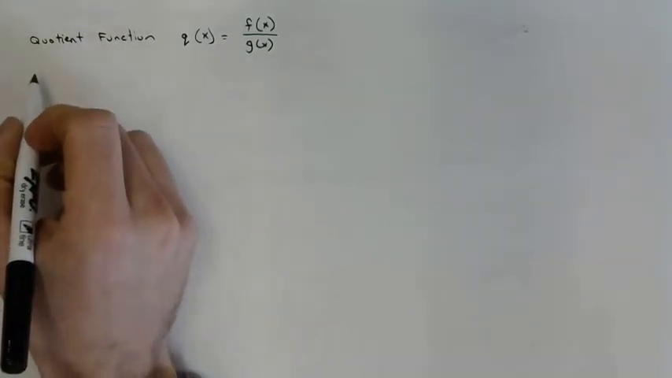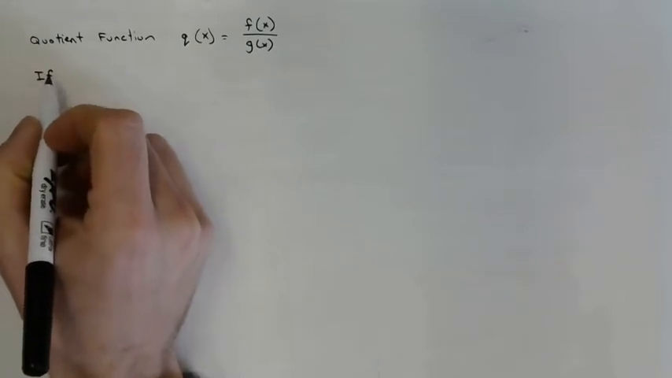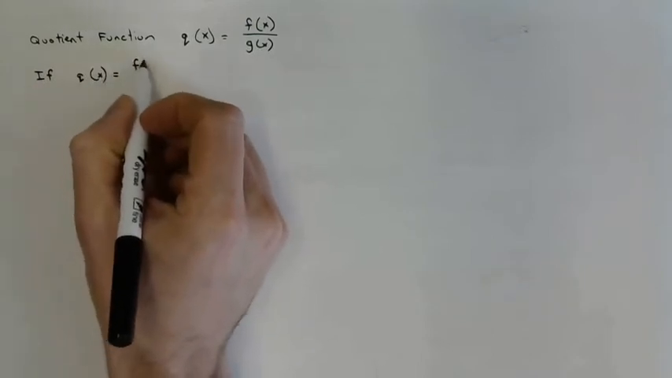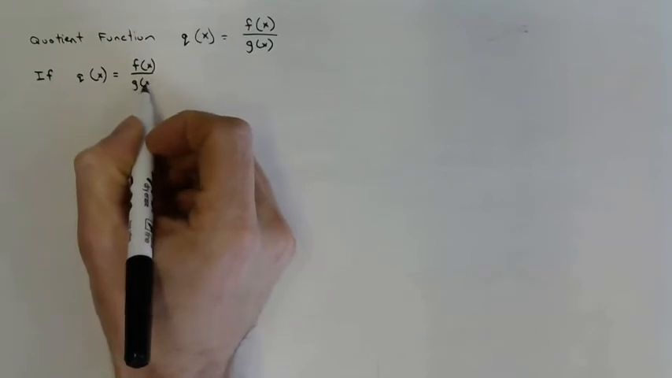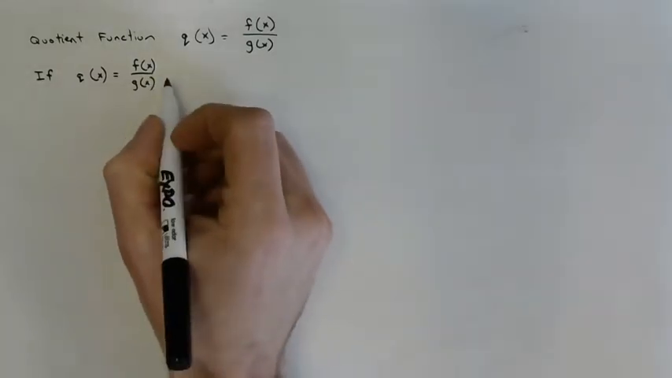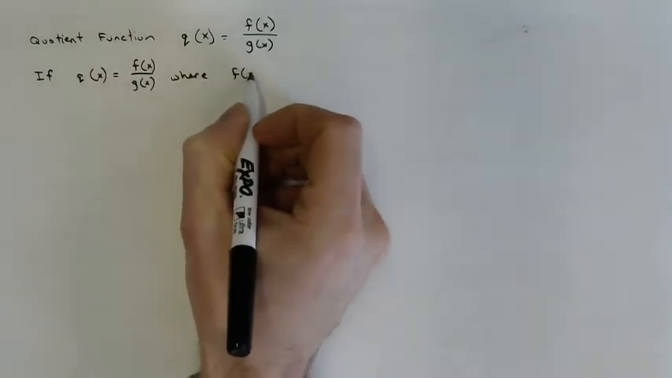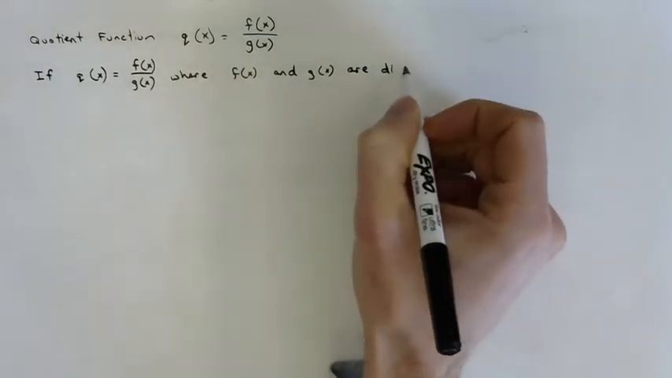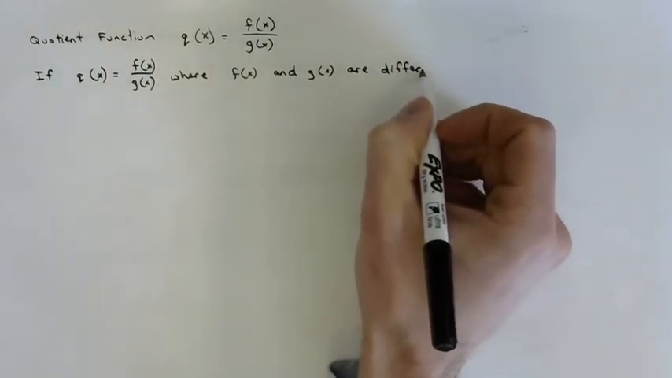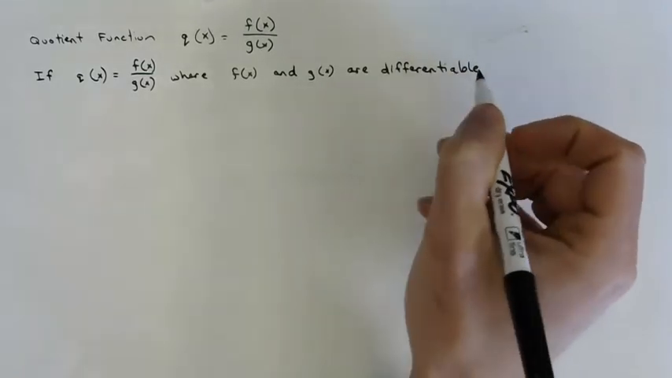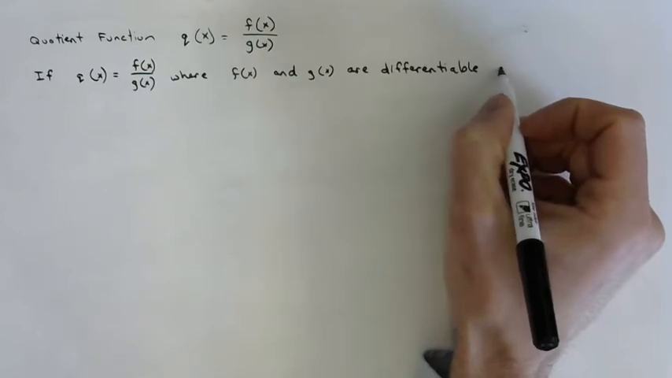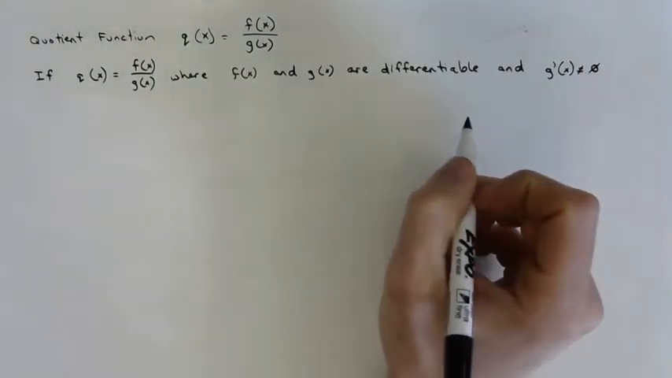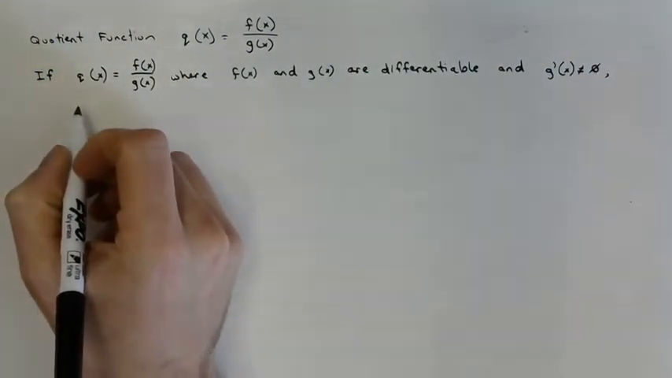And we have a little rule here for differentiating them. This will again make a lot more sense once we do a few examples, but if we have q of x, which equals f of x over g of x, so if q of x is a quotient function where f of x and g of x are differentiable, and the derivative of g of x is not equal to 0, because then it would be undefined.